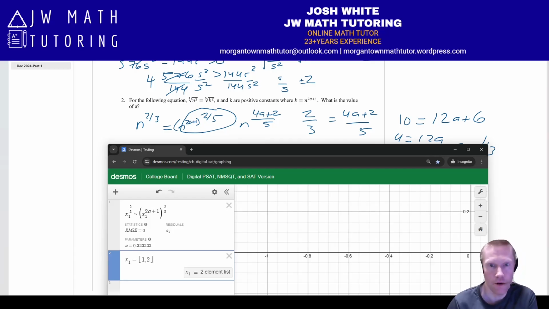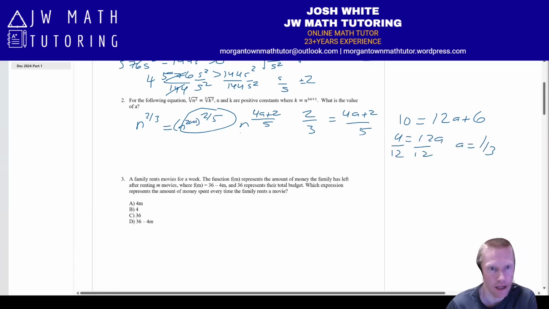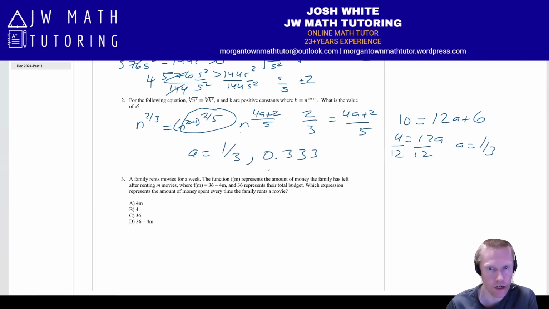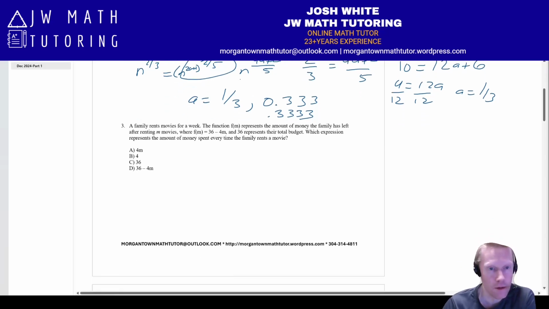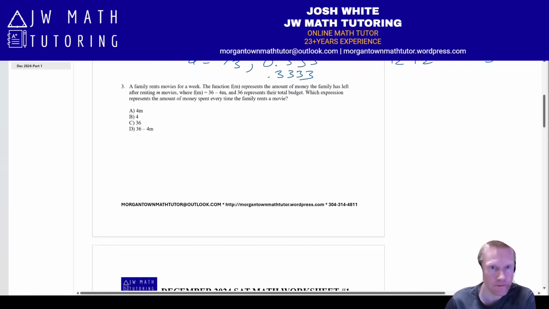Okay, so correct answer, you could enter it in as 1/3. You could also enter it in as 0.333, or you could enter it in as 0.3333. Any of those three choices would be acceptable. All right, moving on to the next question, number 3.